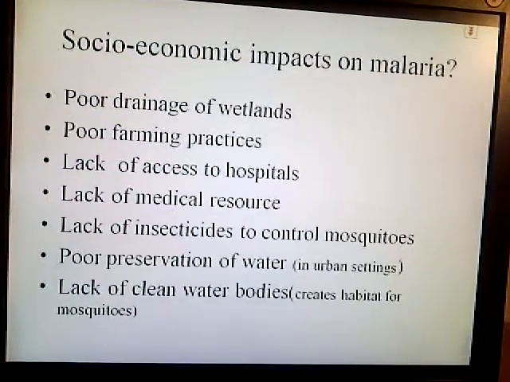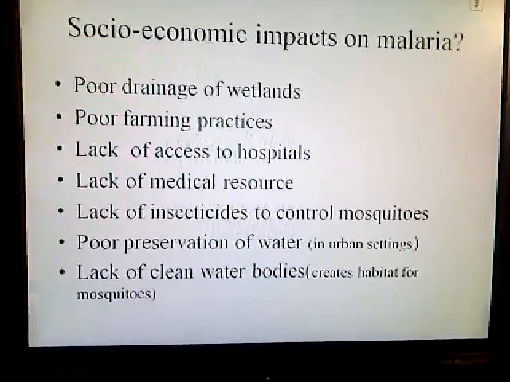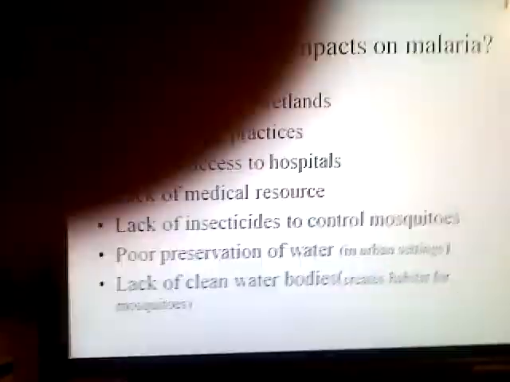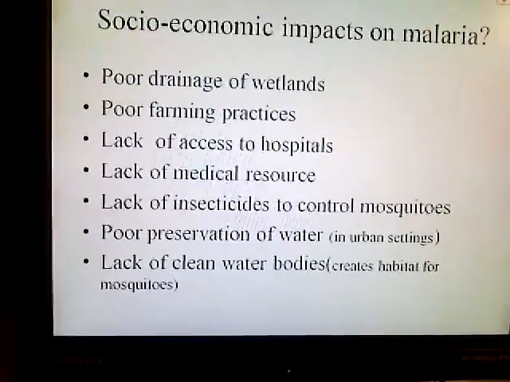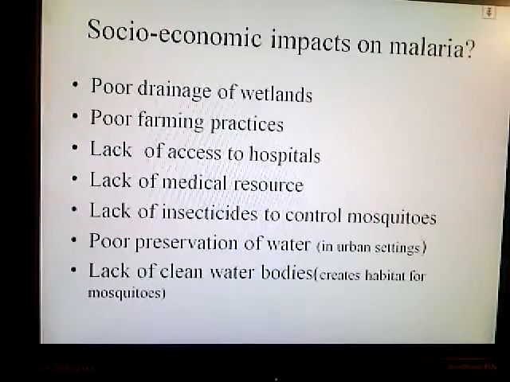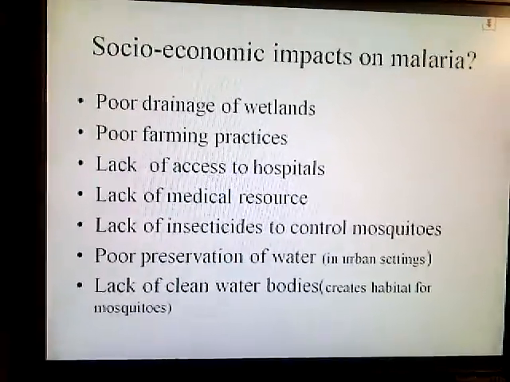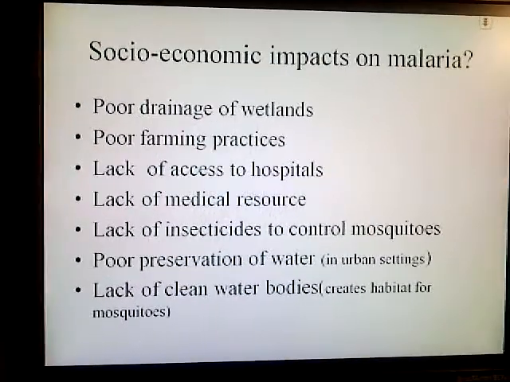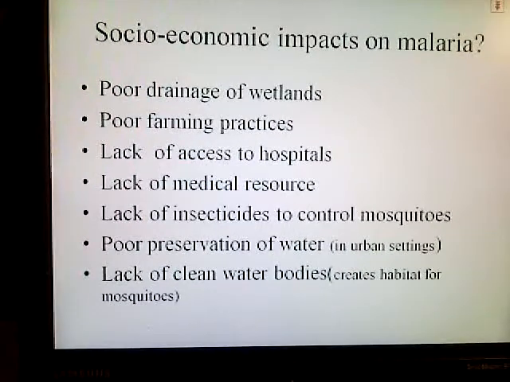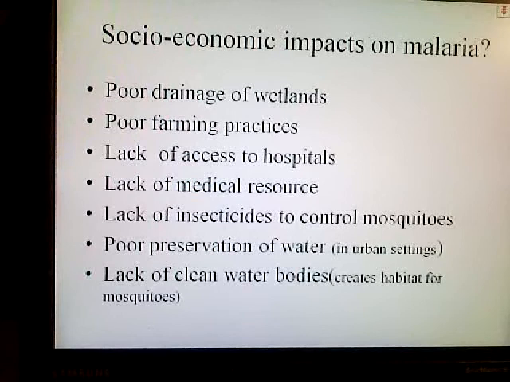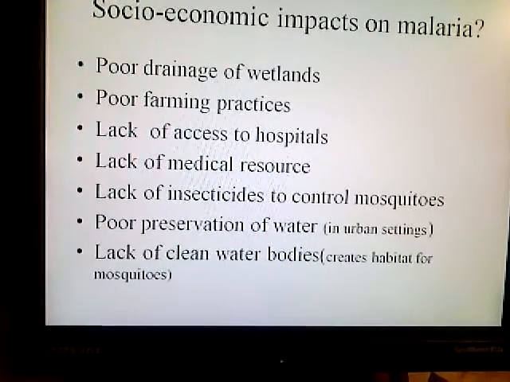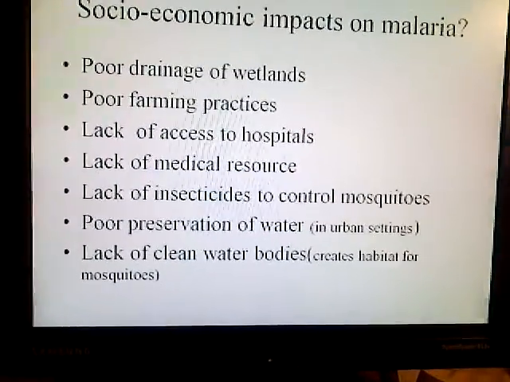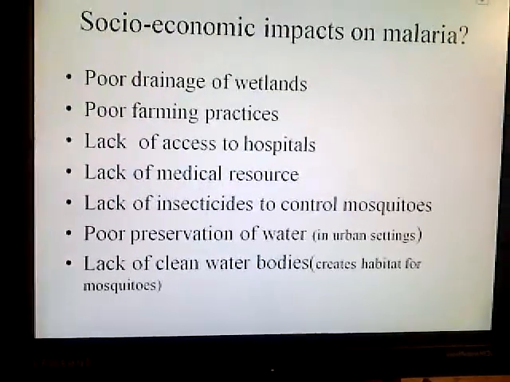Alright, so socioeconomic impacts of malaria. Other things that could possibly contribute to increased malaria cases are basically poor drainage of wetlands, poor farming practices, excessive irrigation, and creating still water habitats, lack of access to hospitals, lack of medical resources, which applies to poor countries, lack in urban settings, and lack of clean water bodies, as mosquitoes prefer filthy water as their habitat.